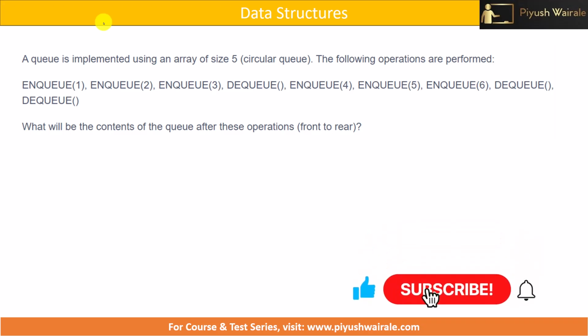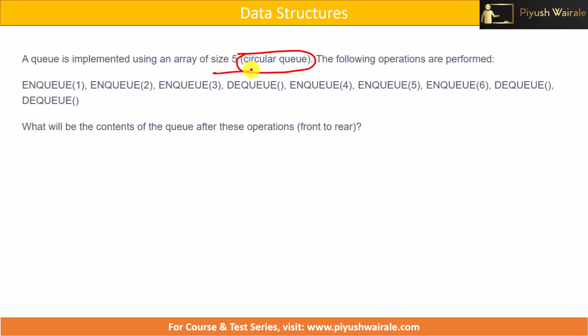Hello everyone. Now let's try to solve this particular question. A queue is implemented using an array of size 5, that is basically a circular queue here. Now we should know the concept of circular queue first. The following operations are performed. You can see enqueue and dequeue. I hope everyone is aware of what enqueue and dequeue are.